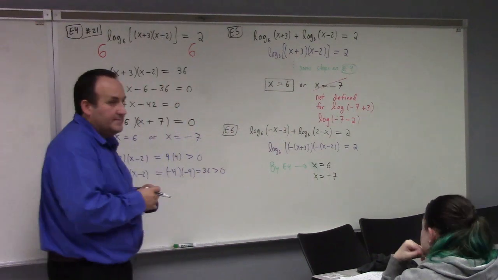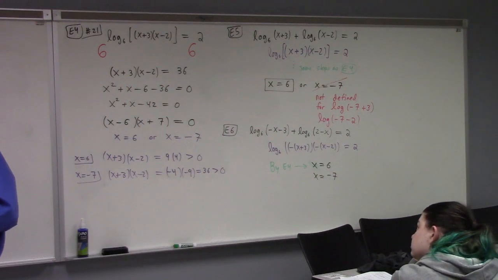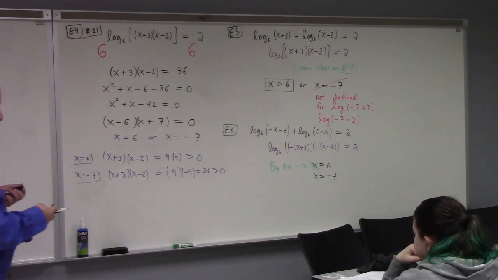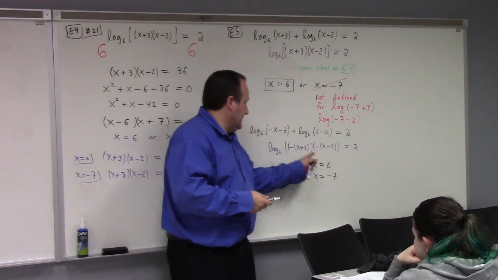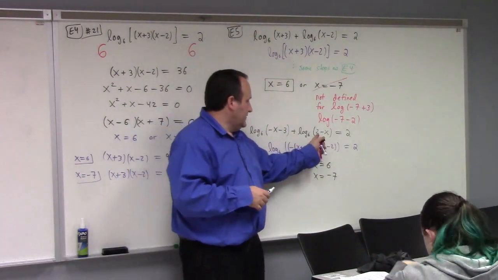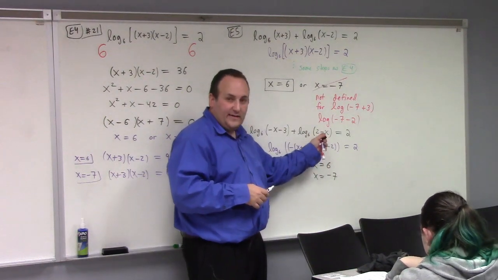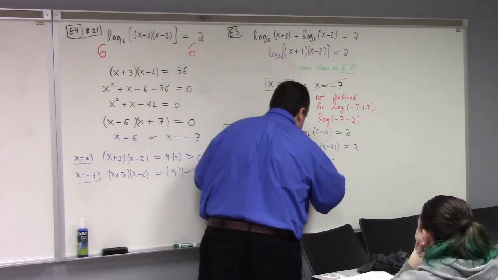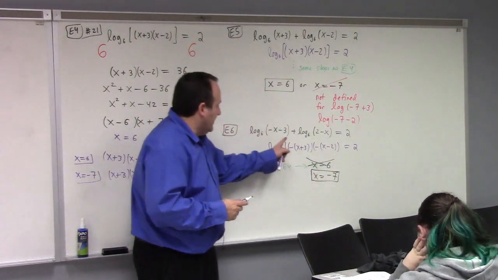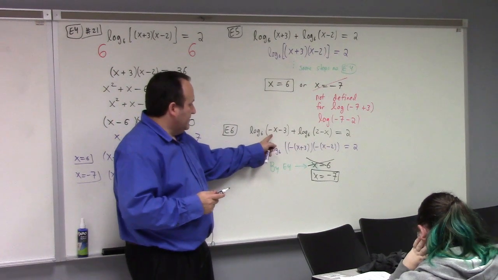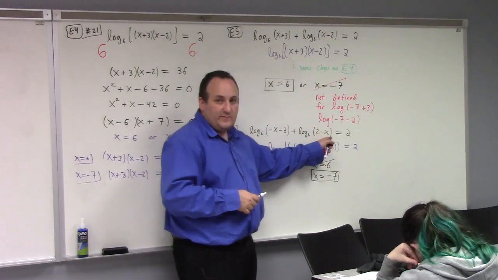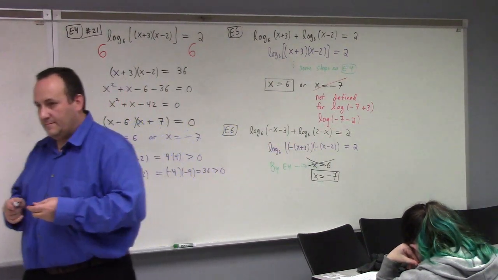But this time, the tables have turned. 6 is not allowed. If I plug 6 into the initial equation, I get log of a negative number. Plug x equals 6 in here, I get minus 6 minus 3, log of minus 9. You can't do that. 2 minus 6, I get log of minus 4. You can't do that. So 6 here is extraneous. And the answer would be x equals minus 7, because when I plug minus 7 back in here, I get minus 7 minus 3, which is 4, and I get 2 minus minus 7, which is 9.